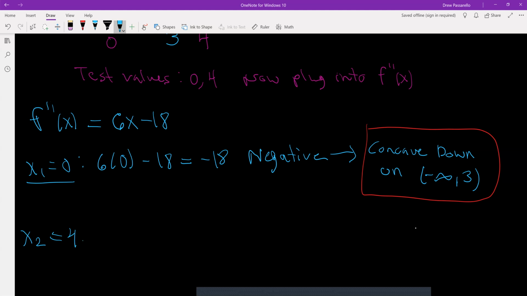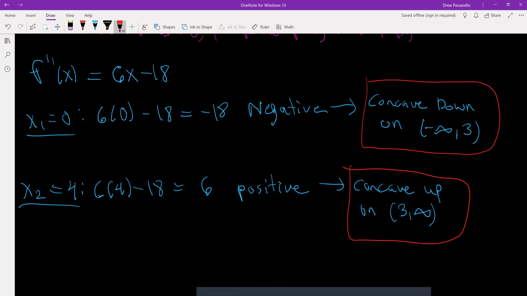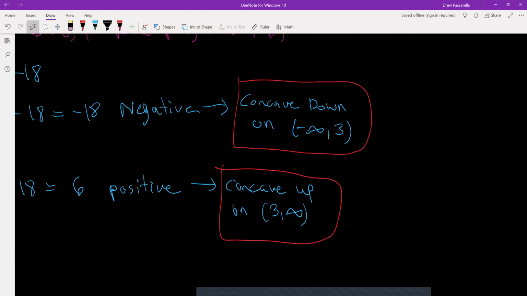So the second value is 4. Plugging that into the second derivative, that's 6 times 4 minus 18. So that's going to be 6, and it's positive. Since the second derivative is positive, that means it's going to be concave up. And that came from the second interval, 3 to positive infinity. So these were my intervals of concavity.